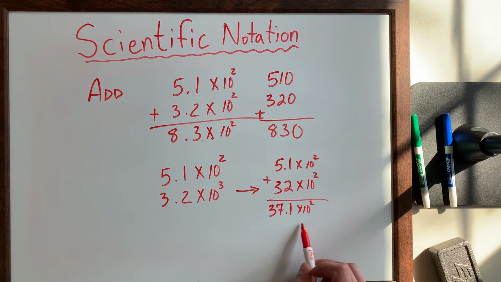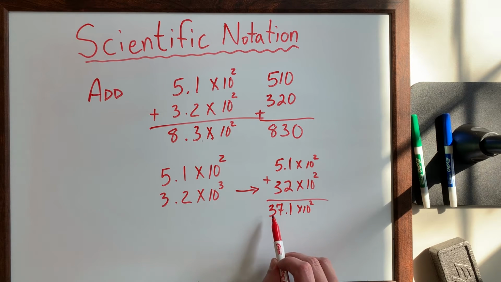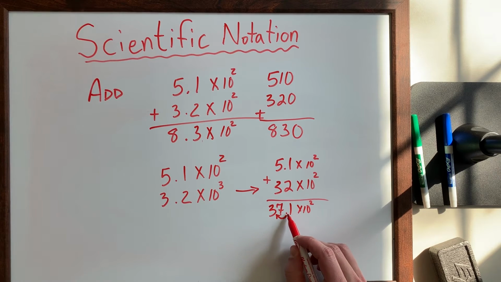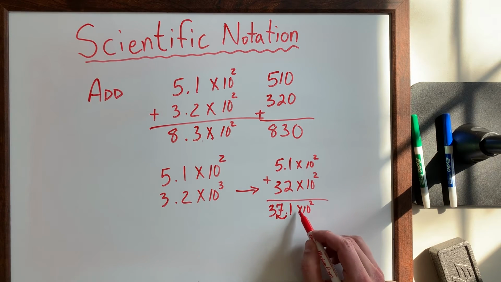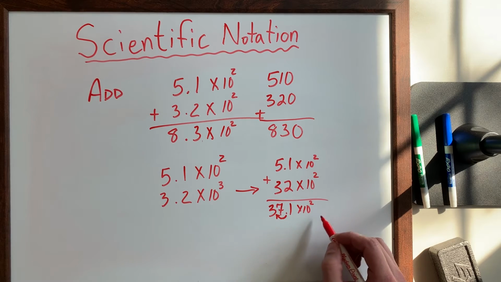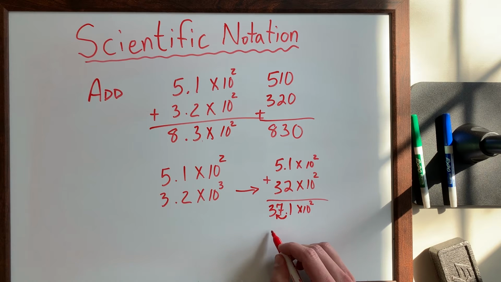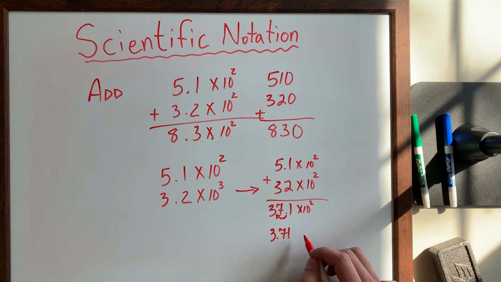But remember that to write it in the proper form for scientific notation, that first coefficient needs to be in between 1 and 10. It can be equal to 1 all the way up to smaller than 10. So to get this number 37.1 into a number between 1 and 10, I'm going to move this decimal back 1 space, which means since I made the coefficient 10 times smaller, I have to make the base 10 times bigger, which means increasing this exponent by 1. So my answer is going to be 3.71 times 10 to the third.